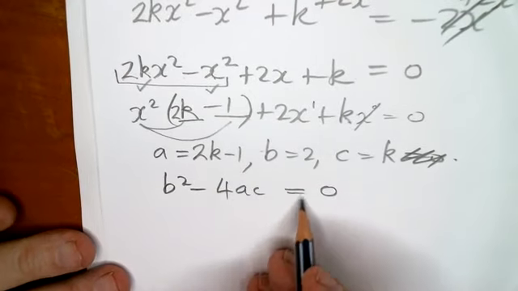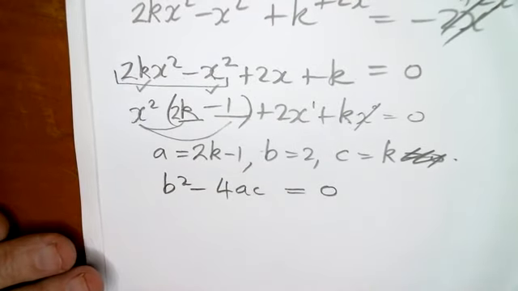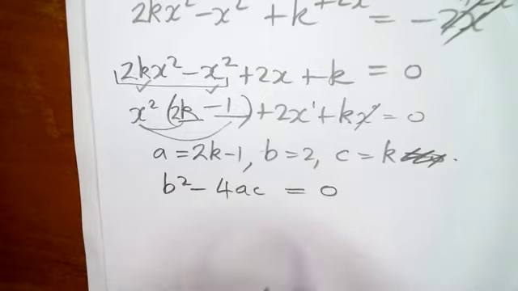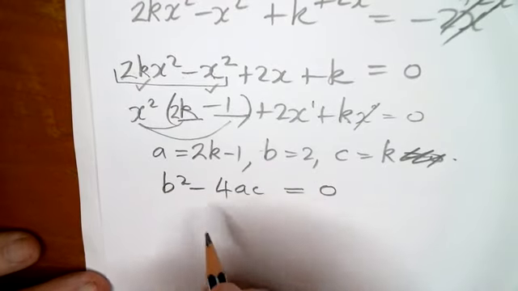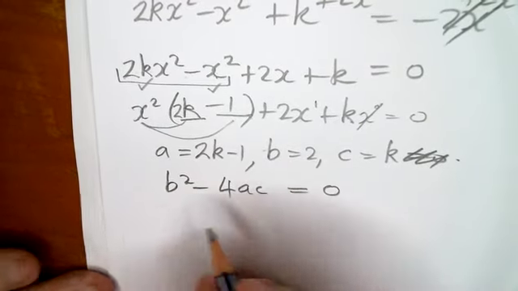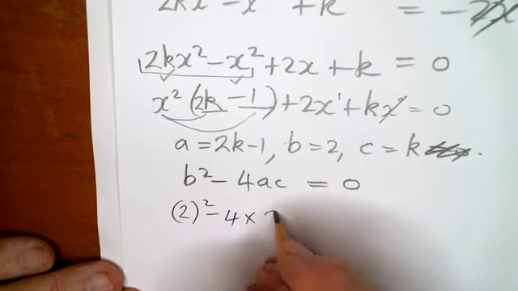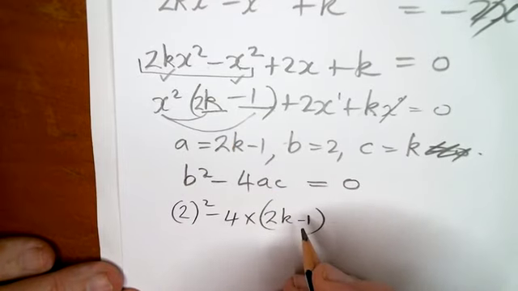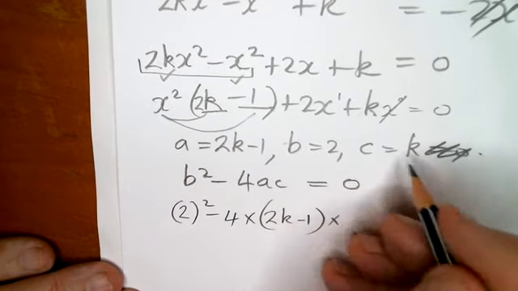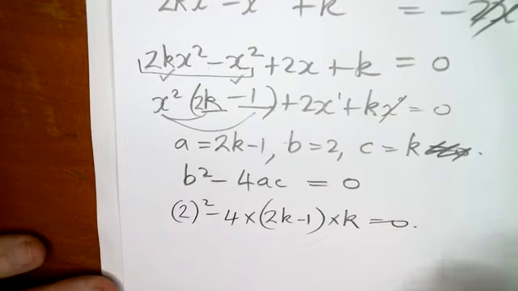I'm going to try and keep the symbols under each other if I can, although I think that's going to be a little bit difficult because the way I've written it, I'll need a bit more space on this side. b squared, that's going to be, b is 2, so I've got 2 squared minus 4 times a, which is going to be 2k minus 1, times c, which was k, is equal to 0.